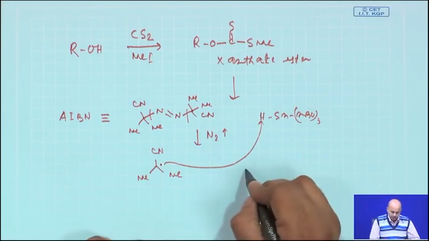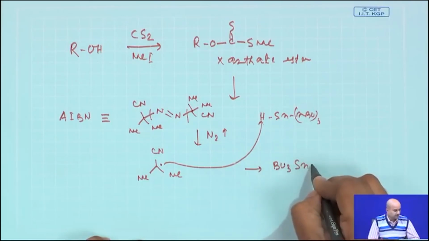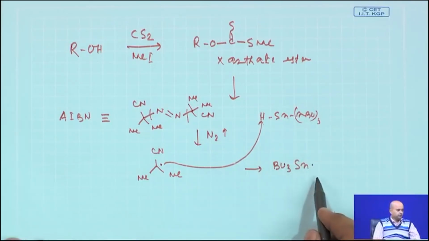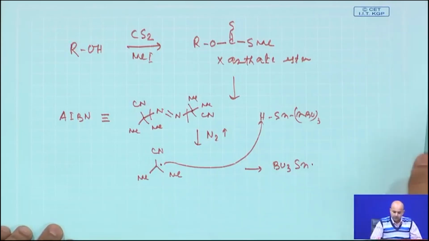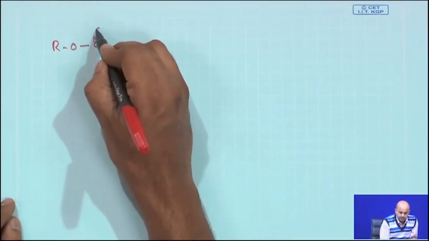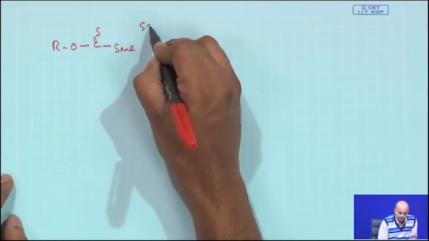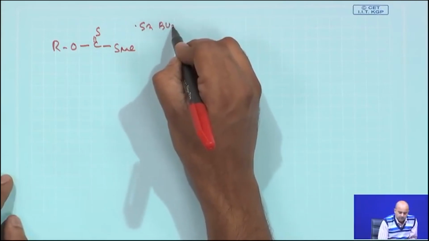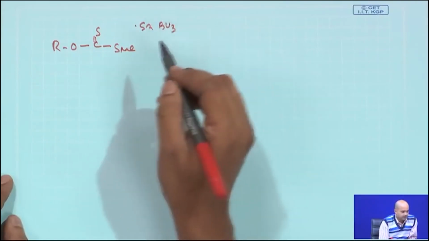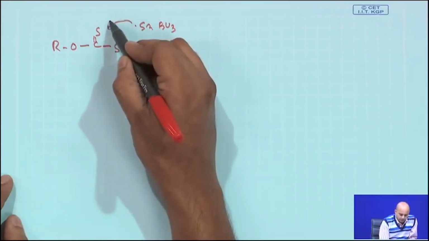It basically picks up the hydrogen from Bu3SnH and gives you Bu3Sn dot. Now, this Bu3Sn dot is reacting with the xanthate. So, you have this xanthate in your reaction mixture, which you basically initially prepare. Now, this Bu3Sn dot is reacting with the sulfur through a half arrow. This is a radical.